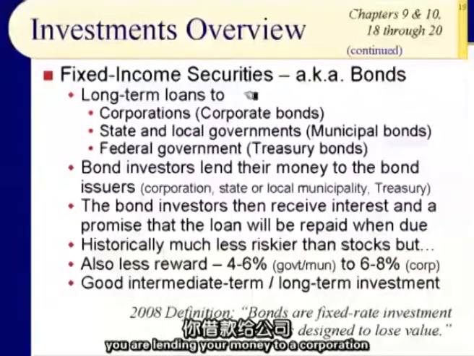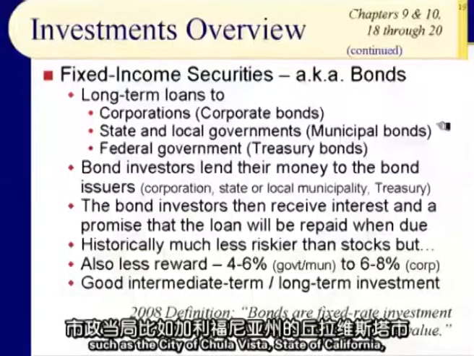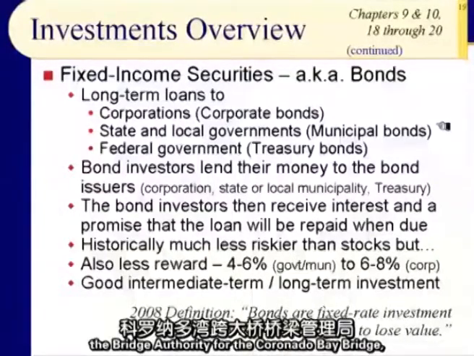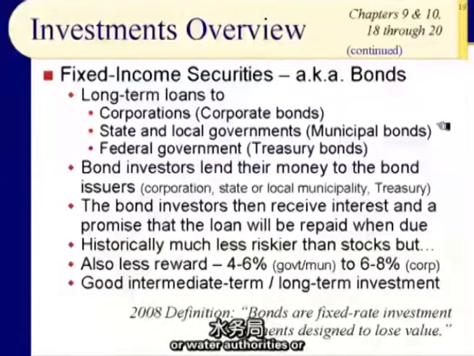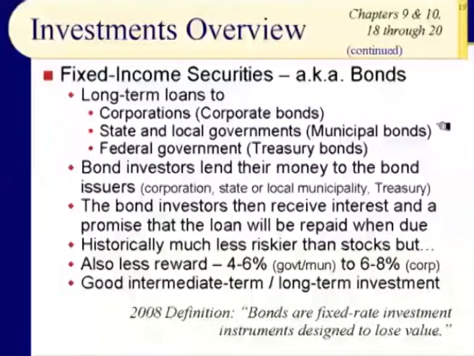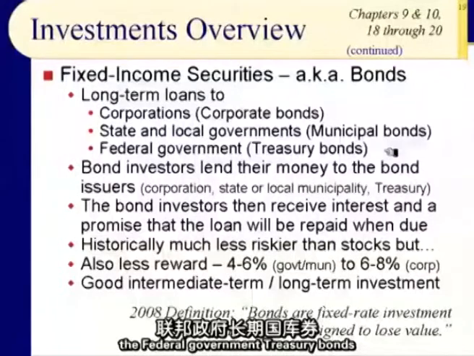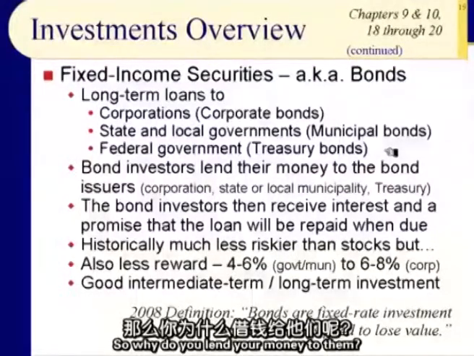You are lending your money to a corporation, corporate bonds, or a state and local government, municipalities such as the city of Chula Vista, the state of California, the bridge authority for the Coronado Bay Bridge, or water authorities, or schools such as Southwestern Community College. And, of course, the granddaddy of them all, the federal government, treasury bonds. So why do you lend them your money?